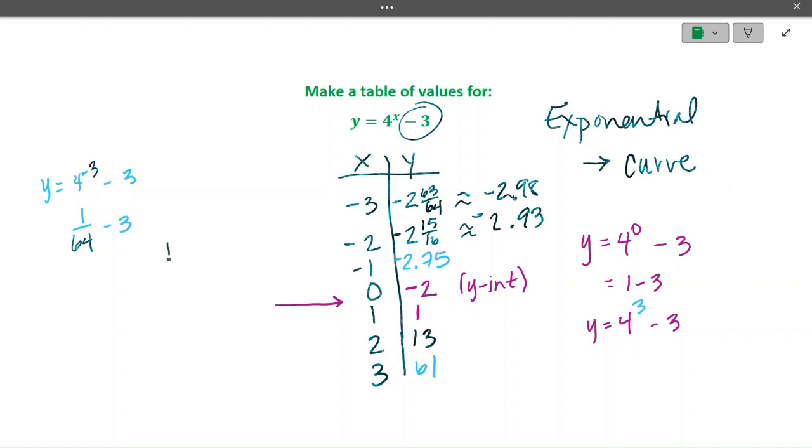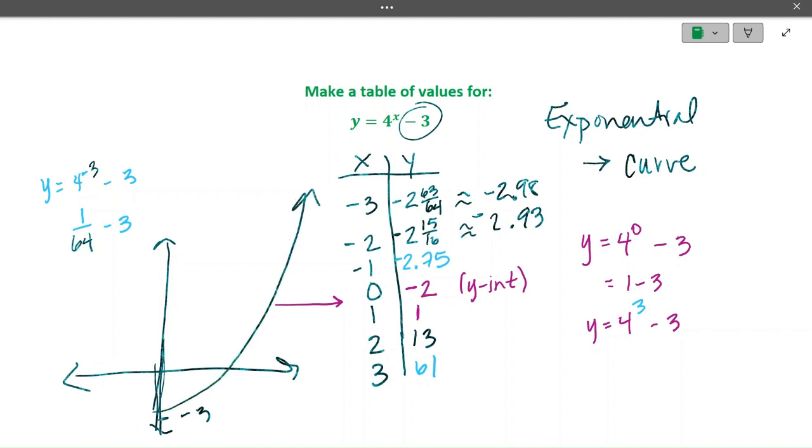If I were to sketch this graph, my y-axis is a little crooked. But if this is negative 3, my graph is going to do something like this. It's never going to touch negative 3, but it's going to get super duper close. That's called an asymptote, and that's fundamentally how exponential functions work. They approach an asymptote but never touch it, and then they get really big or really small on the other side, depending on if it's reflected or not.